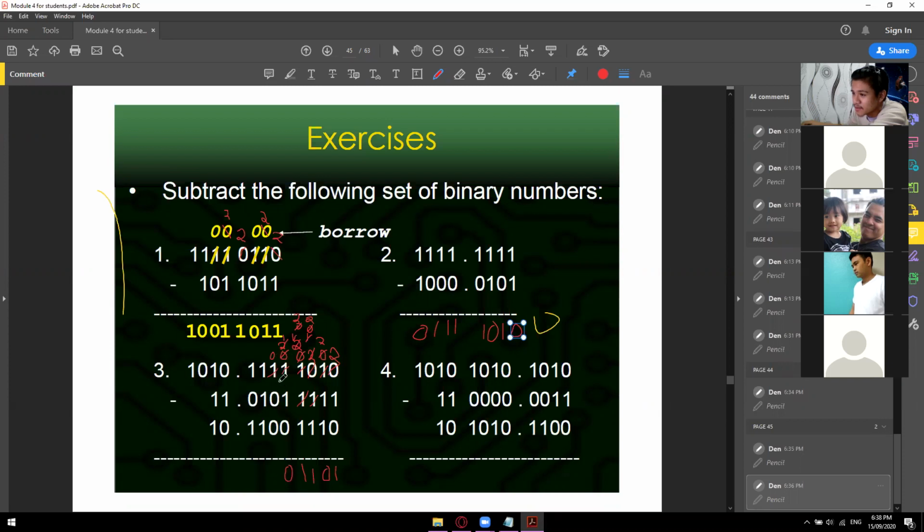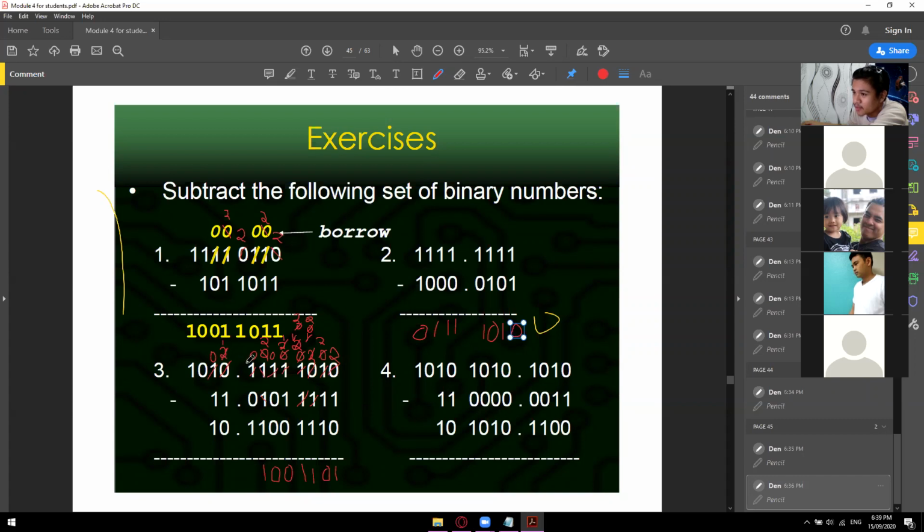So 0 minus 0 minus 0, so 0 na rin to. 1 minus 1, 0. So tanggalin ko na. Borrow ulit, yung 1 magiging 0, yung 0 magiging 2. 2 minus 1? 1. Okay, so 0 minus 0 is 0. And then 0 minus 1 is cannot be, so we have to borrow. So 1 will become 0. 0 will become 2. Of course, hiram na tayo dito.